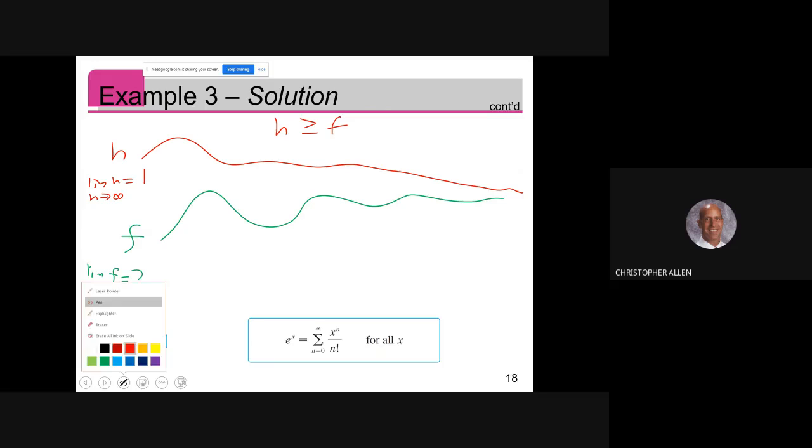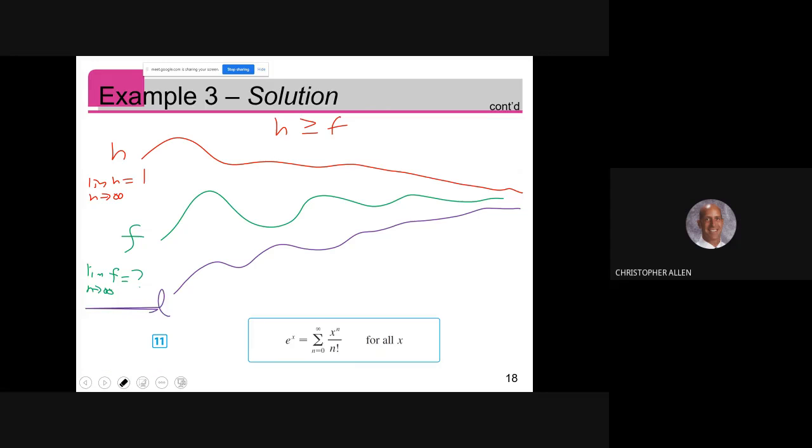Okay, great. Now let's get purple. And we'll come in like this. And we'll call that one L. There's L. Can you guess what I'm going to say about L? The limit as n goes to infinity of L, I'm going to let that limit be 1. And furthermore, I want to tell you that L is less than or equal to f for all numbers.